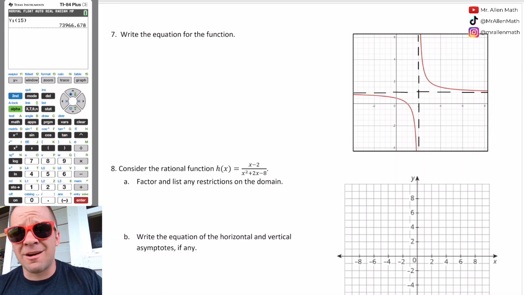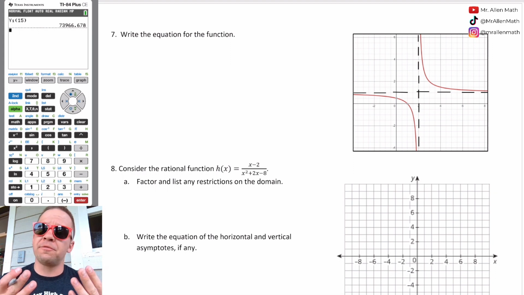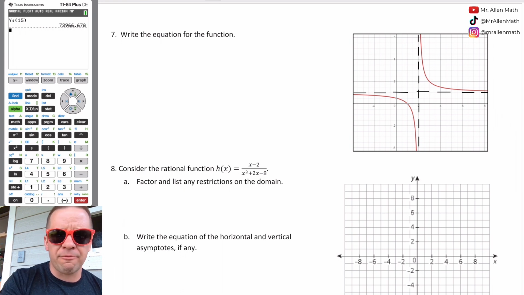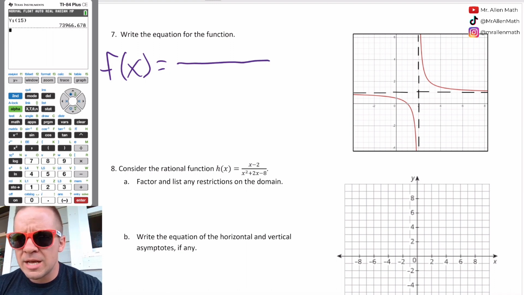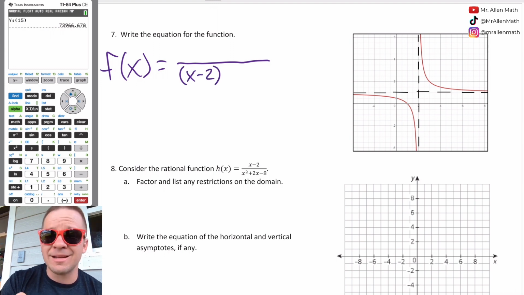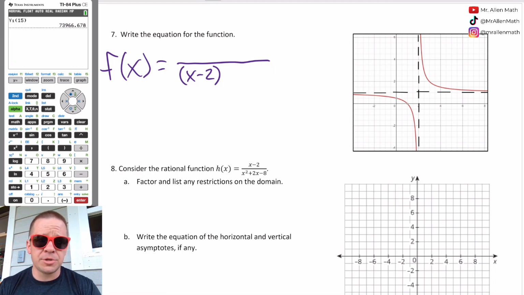All right, these problems are kind of beast, okay? So we're going to look at our asymptotes first, like one of the other ones we did, but now we're looking at it from a graph perspective. So I'm going to give myself an f of x equals a fraction to work with. My vertical asymptote looks like x equals 2, so I know I'm going to have an x minus 2 in my denominator. My horizontal asymptote is y equals 1.